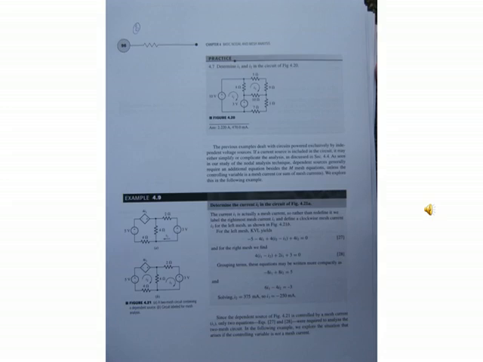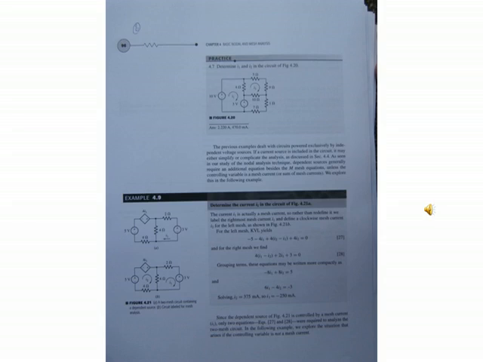And then we continue to solve example 4.9. So we have to find out the current I1 in the circuit of figure 4.21A. We can see that there are two independent sources, 5 volt and 3 volt, and one dependent source, 4I1. The resistors are 4 ohm, 4 ohm, and 2 ohm. In this case, we have to write down the Kirchhoff's voltage law for the left mesh, which includes the 5 volt and also the 4I1 and the 4 ohm.